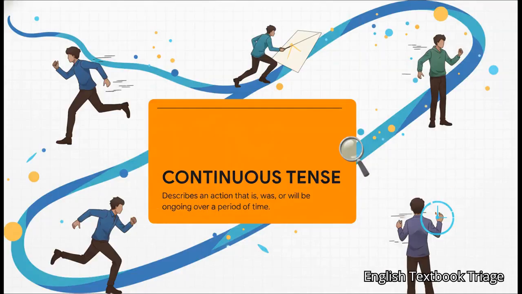Next is the continuous tense. The most important word here is ongoing. If the simple tense is a dot, the continuous tense is a line. It's all about an action that's in progress, something that's happening over a stretch of time.